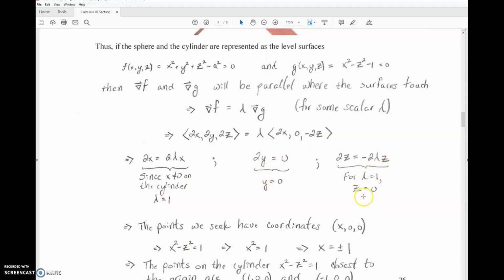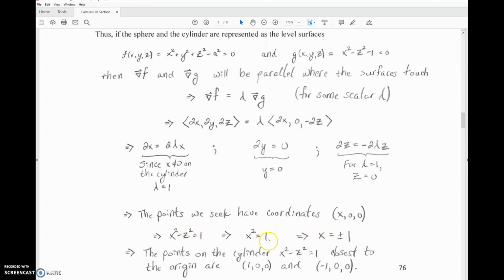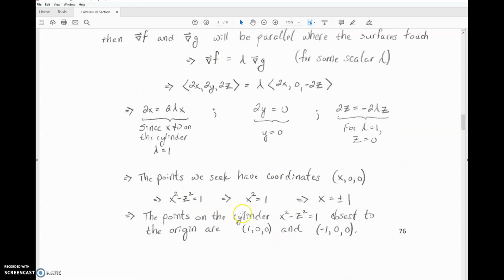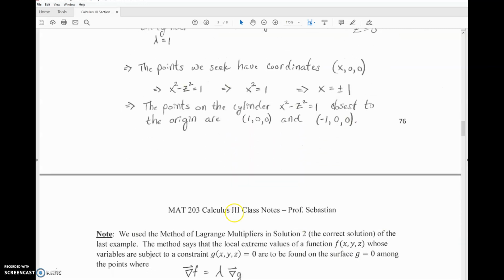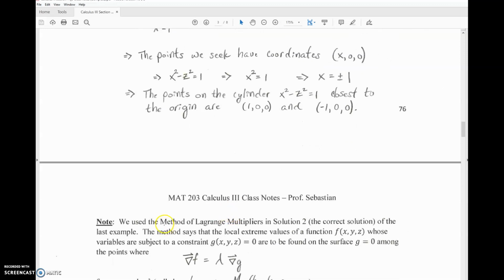So I got y and z equal 0. So the points we seek have coordinates x, 0, 0. So that means that x squared minus z squared equals 1 is the same as x squared equals 1, which means that x equals plus or minus 1. So the points on the cylinder, x squared minus z squared equals 1, closest to the origin are 1, 0, 0 and minus 1, 0, 0. I'll stop there and come back to this note in the next video.